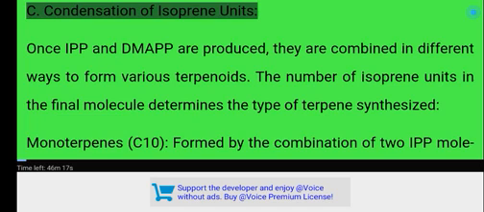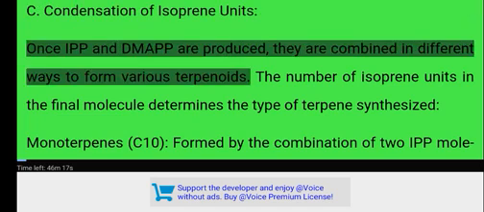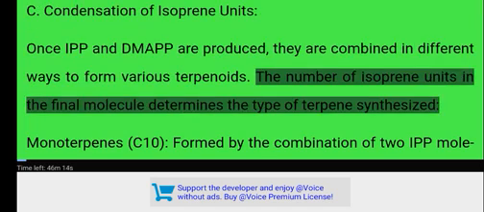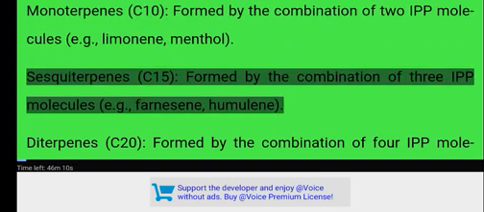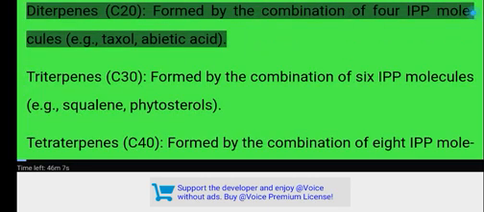C. Condensation of isoprene units. Once IPP and DMAPP are produced, they are combined in different ways to form various terpenoids. The number of isoprene units in the final molecule determines the type of terpene synthesized. Monoterpenes, C10, are formed by the combination of two isoprene units, e.g., limonene, menthol. Sesquiterpenes, C15, are formed by the combination of three units, e.g., farnesene, humulene.